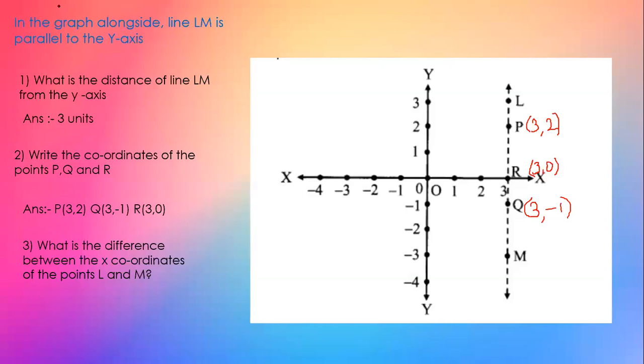Okay, so let's begin. Point L, I can see point L over here. What is the x coordinate of point L? You can see over here, the x coordinate is 3, right? So I'm just writing here 3.